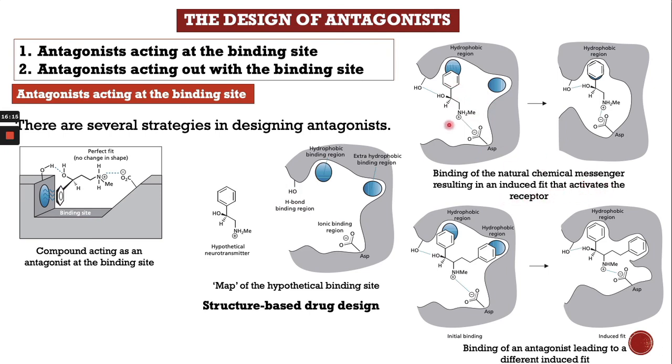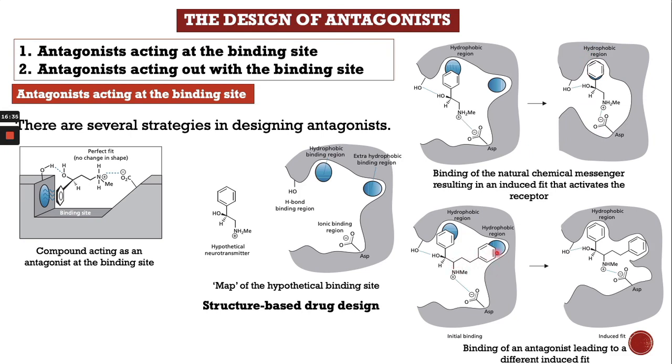For example, you can see the binding of a natural neurotransmitter, which acts by induced fit and activates the receptor. It can have a perfect binding to the hydrophobic site, and then this one is for hydrogen bonding, and this one helps for ionic interaction like this. It can fit into the receptor and act as an agonist.